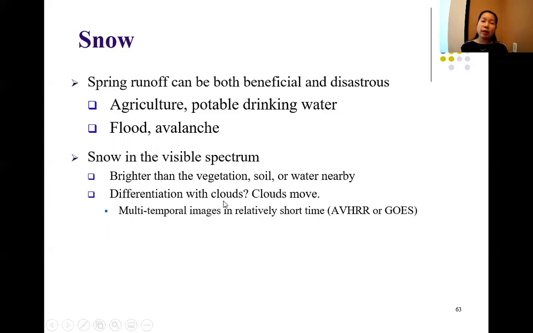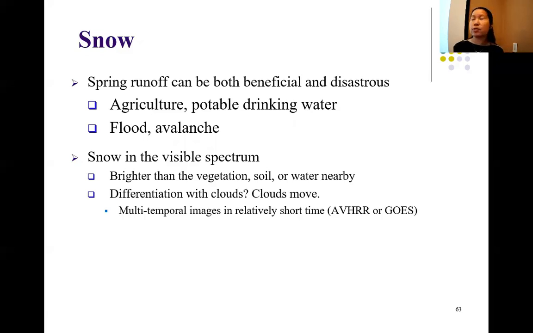So they are concerned about snow mapping. Spring runoff can be both beneficial and disastrous, especially in mountain areas that depend on the water melted from the snow or glacier. It's often very useful for agriculture and also for potable drinking water, but it often causes flood and avalanche hazards. And in the visible spectrum, snow appears brighter than the vegetation, soil, and water nearby.